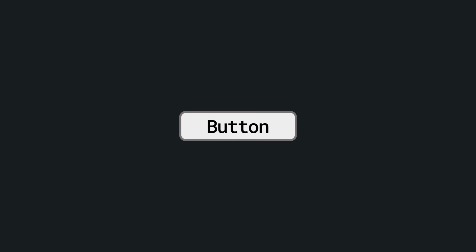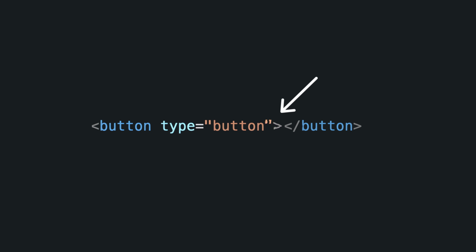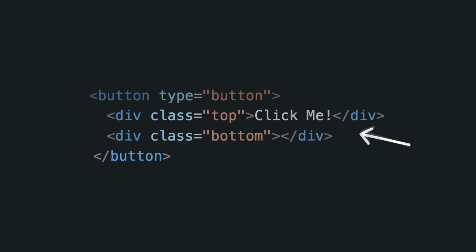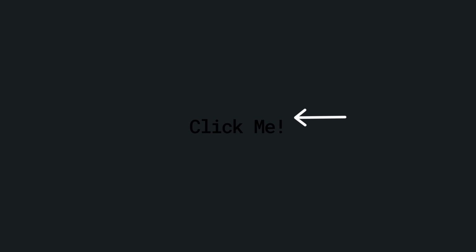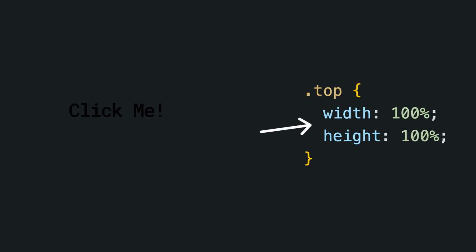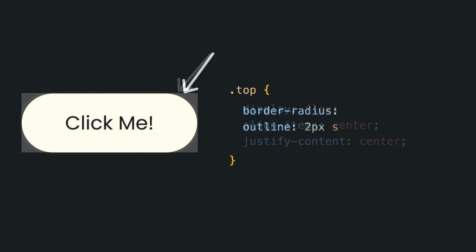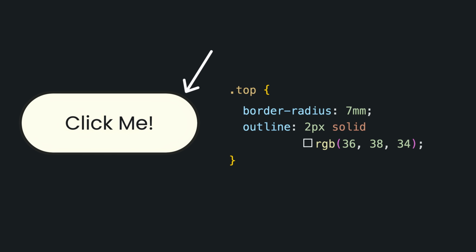I began by wiping out all the default settings on him. And since we needed some 3D depth for him, I added 2 layers, the top and the bottom. I set the top layer's width and height to completely fill the parent. Then I gave it some styling, centered the text, and added a few details with an outline and border radius.